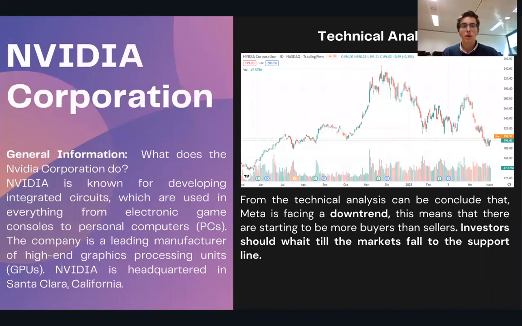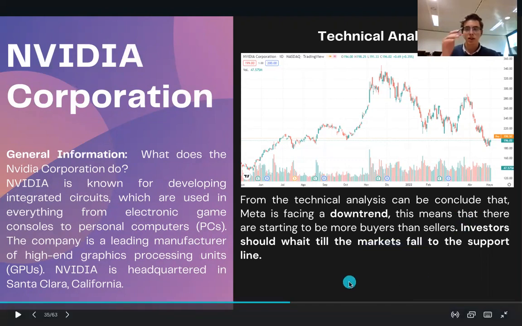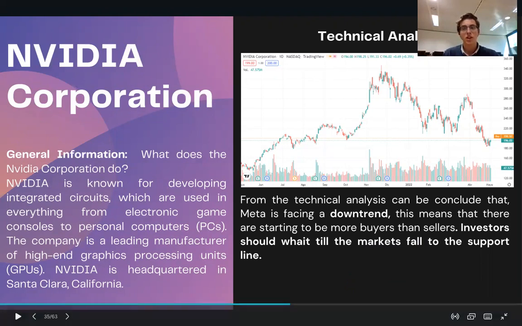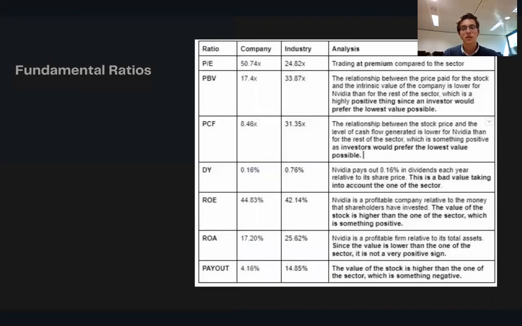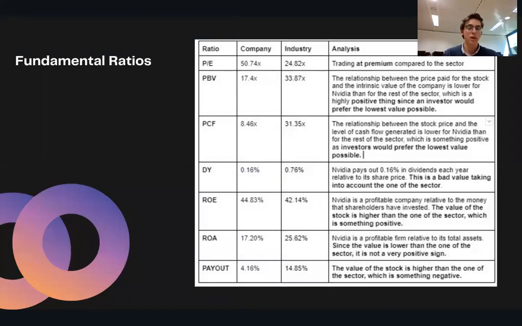Then regarding NVIDIA Corporation, it's a corporation really focused on developing integrated circuits, used in a lot of computers, especially in PCs. It's an American company also, and as we can see, it's currently suffering a big downtrend that maybe started in December, but after a little bit of movement, right now it's in another downtrend since April. We can probably expect the market to keep falling and being not very stable.